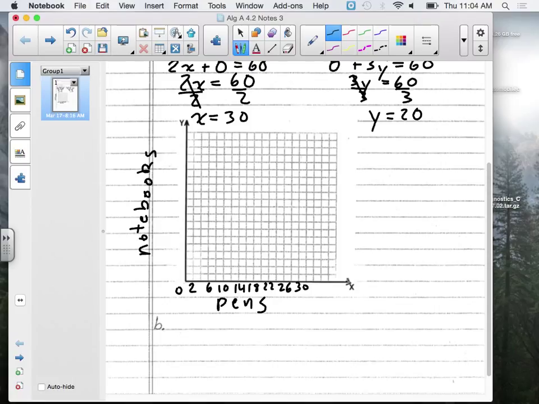Alright, so we have our scale for our x. Our y-intercept is 20, so what's the scale we can go by with that? 2? Okay. Let's try that. 2, 6, 10, 14, 20.